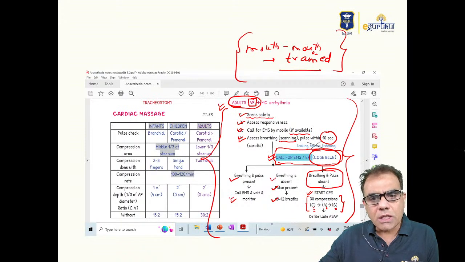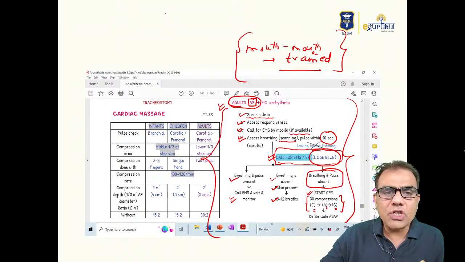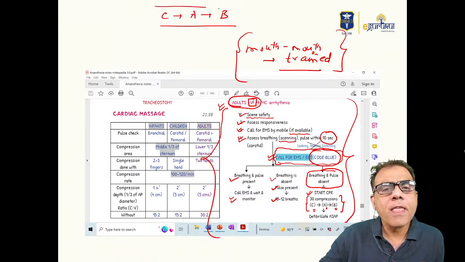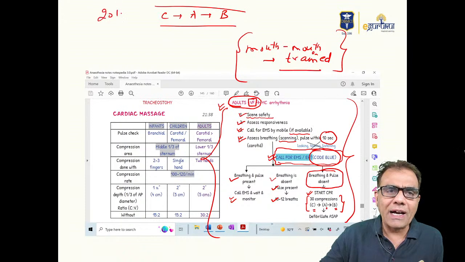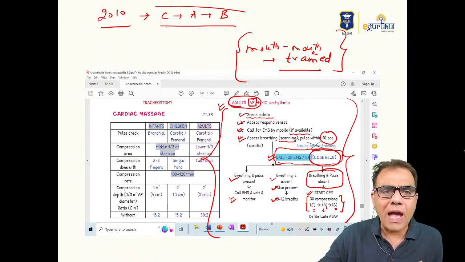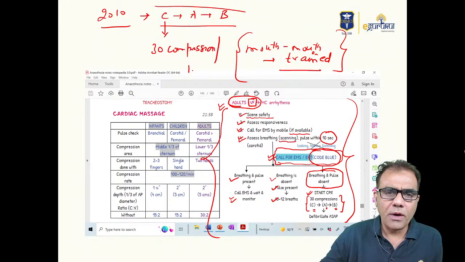C, circulation, A, airway and breathing. And what do you mean by why they change it to CAB? Conventionally it used to be ABC, but in the 2010 guidelines they changed to CAB. And this C means compression, 30 compressions over a period of 18 to 20 seconds.